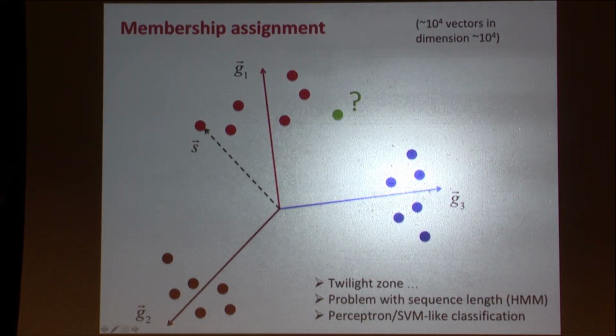Now if I give you a new sequence, which is this green dot here, you can ask to which family it belongs. You just have to compute all the dot products with all the directions, G1, G2, G3, and so on. And hopefully one of them will be bigger than all the other ones. And you say, oh, that belongs to family 1. And this is exactly how Pfam works. I'm just cheating a little bit because I didn't say anything about how you align sequences of different lengths. It's a non-trivial task, which I've not done here.